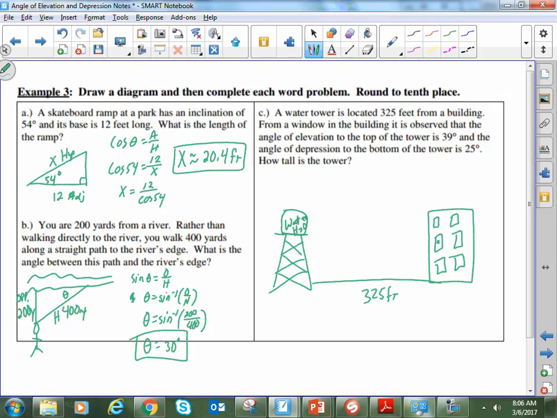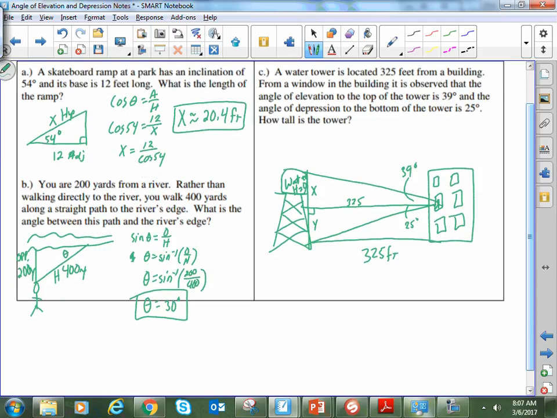So I'm going to say that there's a person here in this window looking up this way and looking down this way. And so their line of sight is a horizontal line like this. So we have a couple of right triangles here where this angle here is 39 degrees. This angle here is 25 degrees. And we want to know how tall the tower is. So this is still 325. I will call this x and this y. So the sum of x and y will give me the height of the tower.